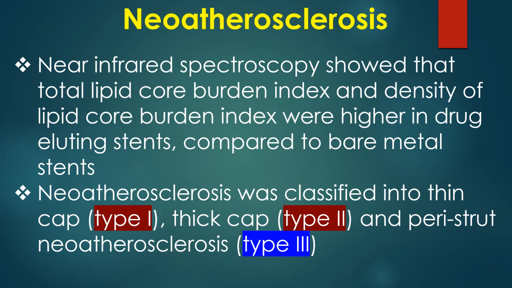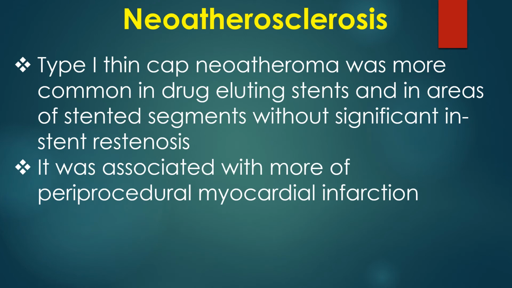Neoatherosclerosis was classified into thin cap type 1, thick cap type 2, and peristrut neoatherosclerosis type 3. Type 1 thin cap neoatheroma was more common in drug-eluting stents and in areas of stented segments without significant in-stent restenosis. It was associated with more periprocedural myocardial infarction.